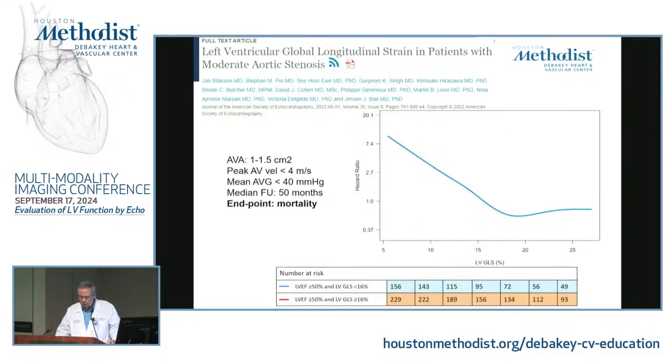And this is just from the same paper, again, showing where the cross occurs. And again, this is 15, this is 16 somewhere in here, and you can see where it changed, and then bingo. The lower the GLS, the higher the hazard ratio for mortality.